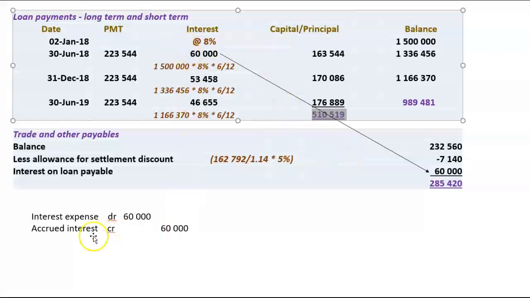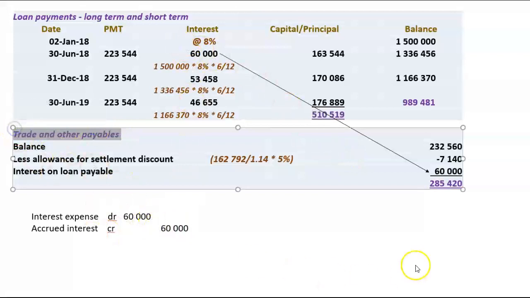That accrued interest I have to show as part of trade and other payables, not part of the loan. So that 60,000 will be the interest payable or accrued interest of 60,000.